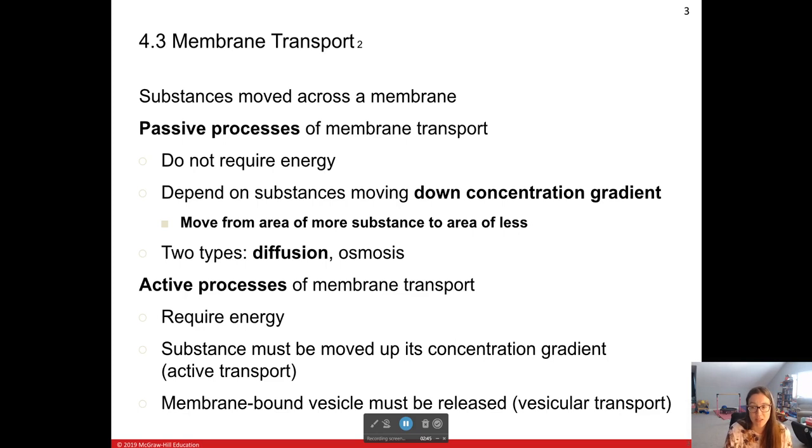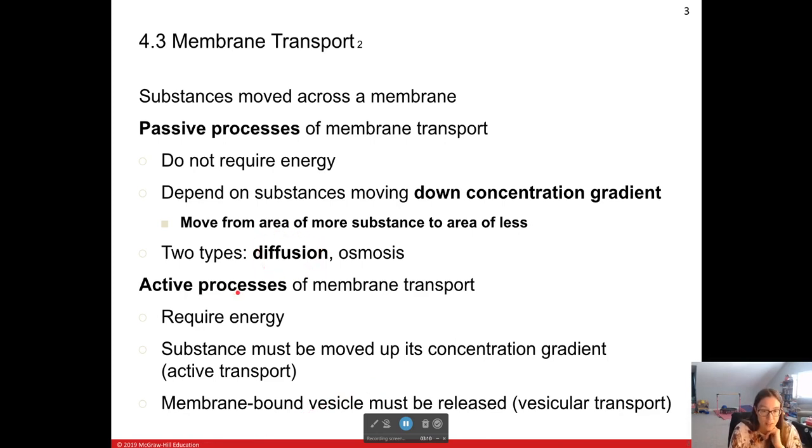The 2 types that we discussed previously are diffusion and osmosis. Osmosis is really important, which is the movement of water, but we're not going to talk about that much today for this review because we're specifically going to be targeting topics that are going to be important for our nerve and muscle conduction. And so we're going to focus on diffusion.